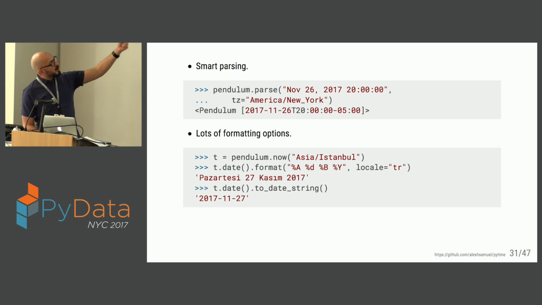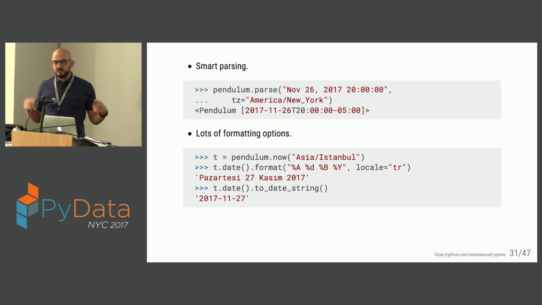So Pendulum has smart parsing. You can basically hand it a datetime. You can hand it some random timestamp string that you pulled off the internet in some CSV file, and it can figure out how to parse it for you.